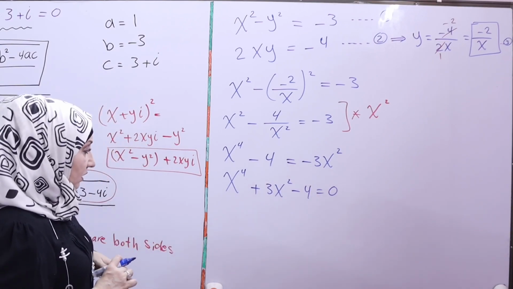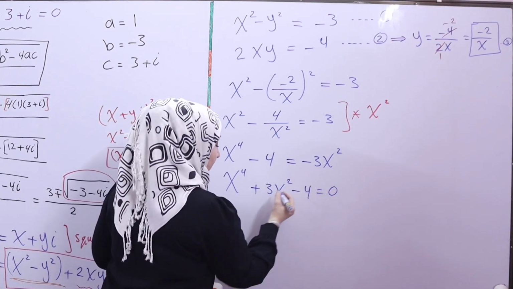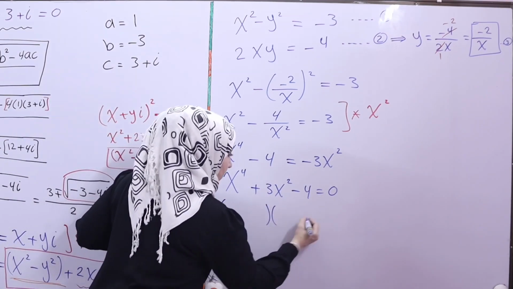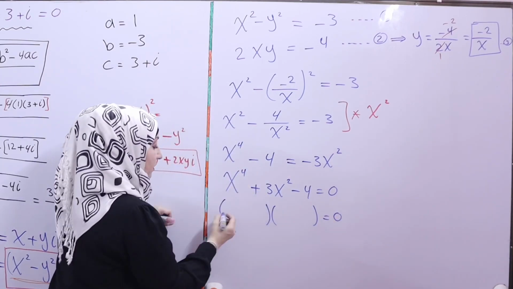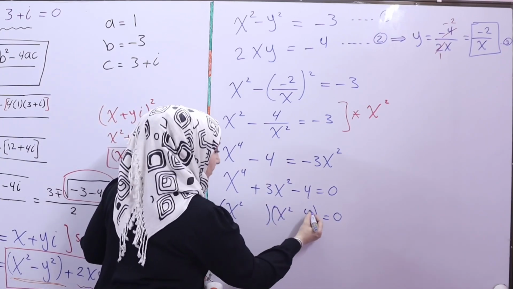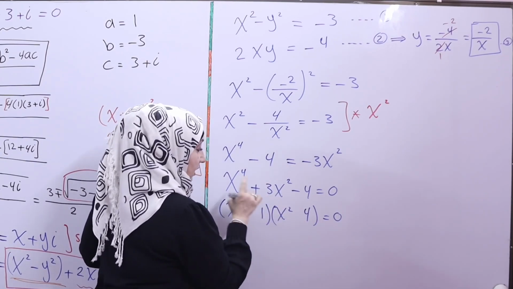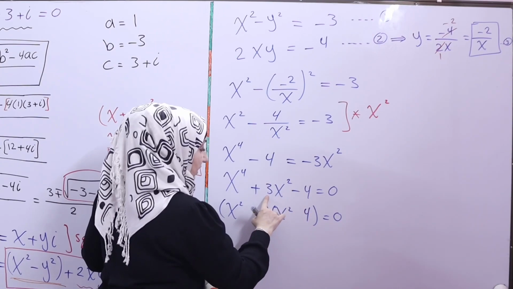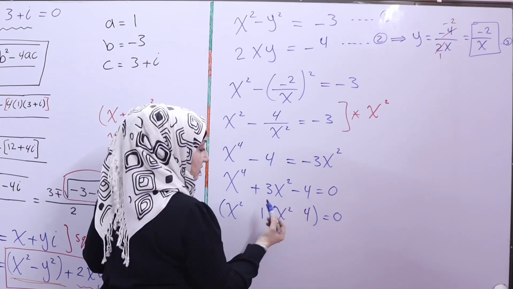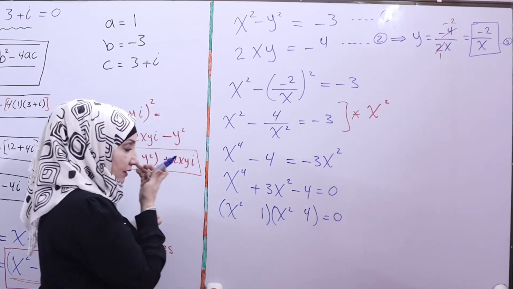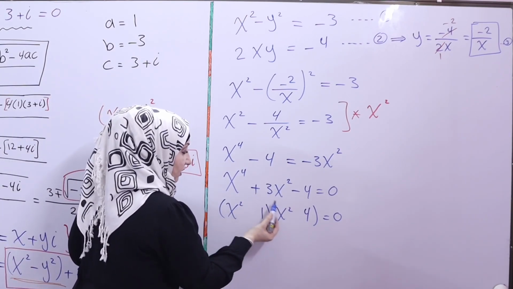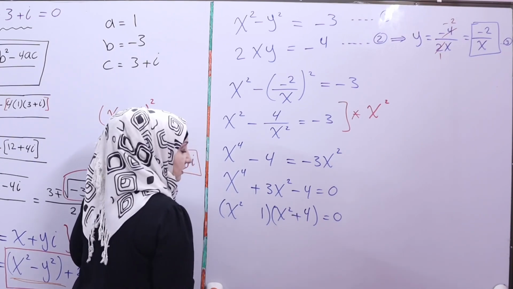Now we can factor this equation by experiment. So we will write x to the power 4 comes from x squared multiplied by x squared, and 4 comes from 4 multiplied by 1. ما راح أكتب الأربعة من 2 في 2 لأن أريد أحصل على رقم 3. كتبت 4 بواحد. We see that the last sign is negative, that means here there are different signs, and we will put the sign of the middle term with the greater value.